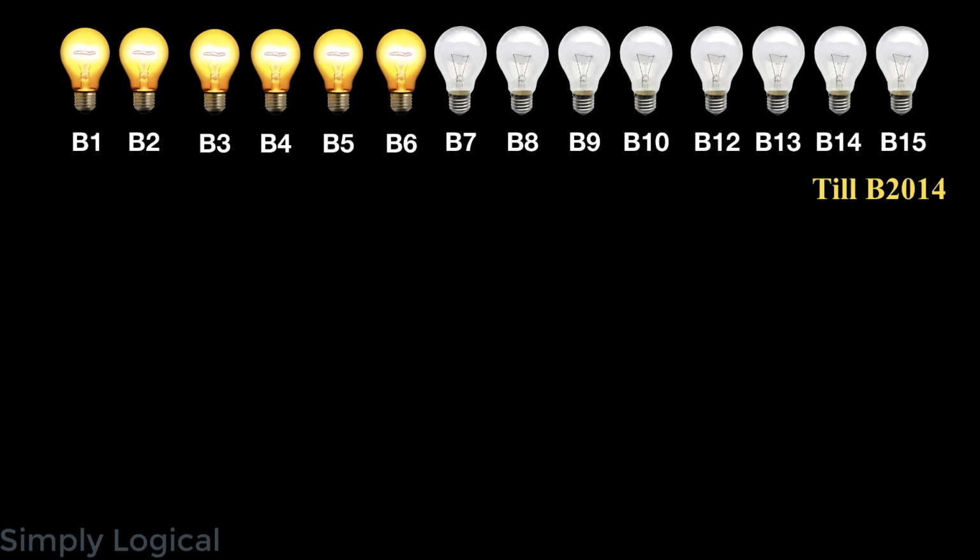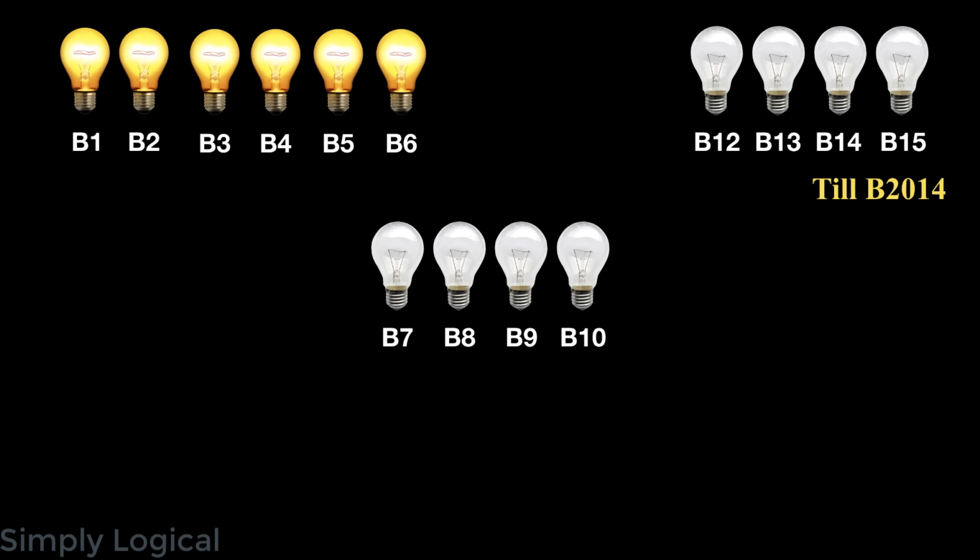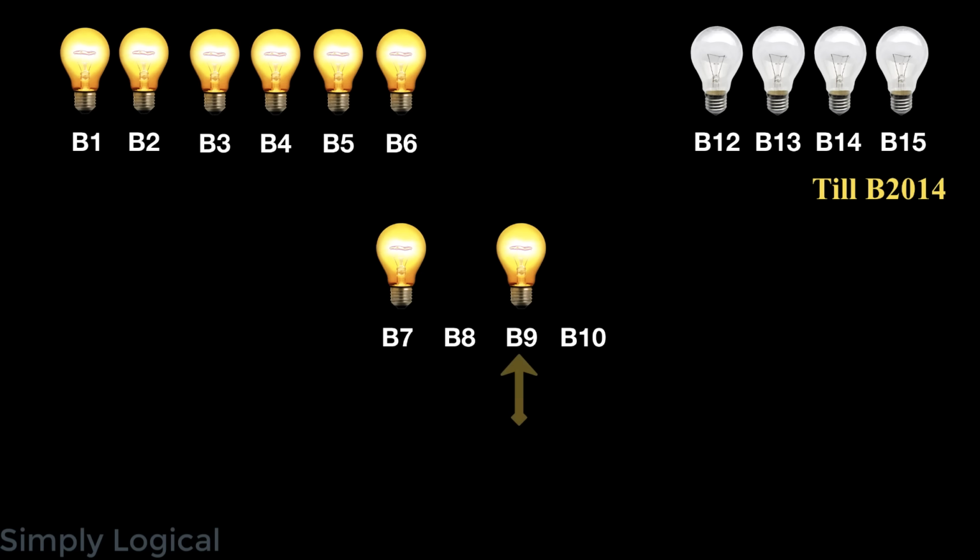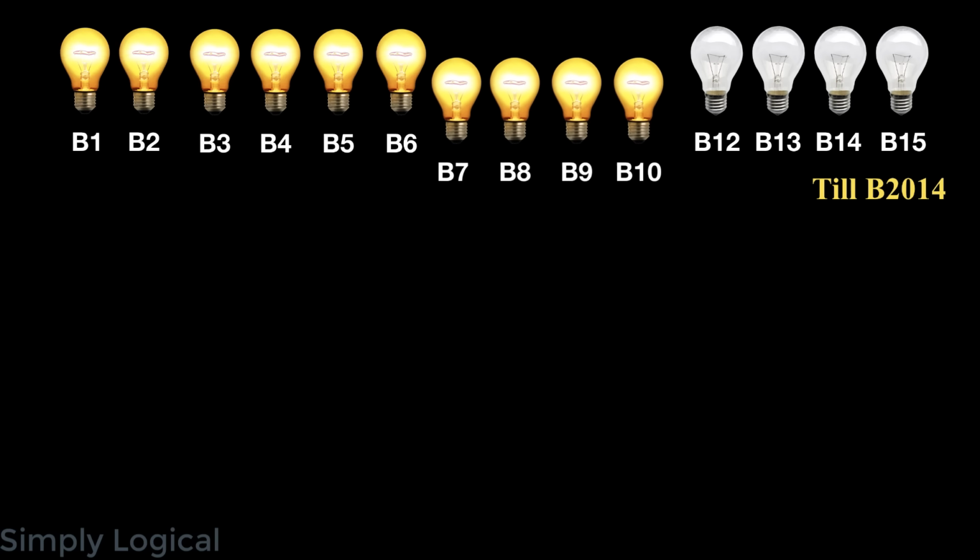Once this is done, consider another group adjacent to group 1 and call it group 2, with B7, B8, B9, B10 bulbs. At starting, as we know, all 4 bulbs are in off state. First, choose the second bulb in group 2 and turn neighboring bulbs 1 and 3 on, and this looks like this. Now choose the third bulb and turn neighboring bulbs 2 and 4 on. By doing this, all 4 bulbs in group 2 are in on state as well.